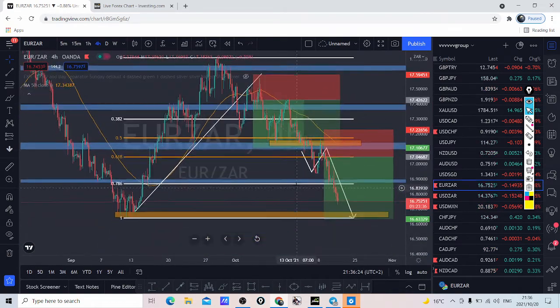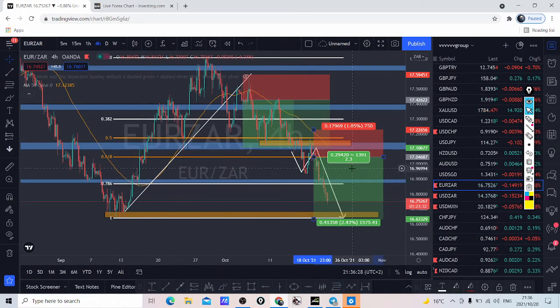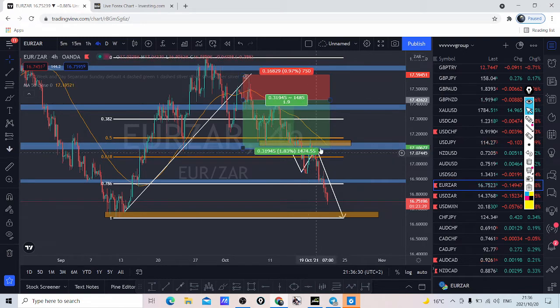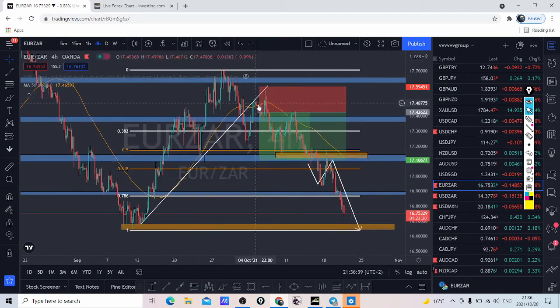The Euro ZAR is also crashing nicely, but I didn't enter this trade. I was looking at the market, but I entered the USD ZAR. I didn't enter the Euro ZAR because they move the same. But this trade from here, that was a very nice trade.